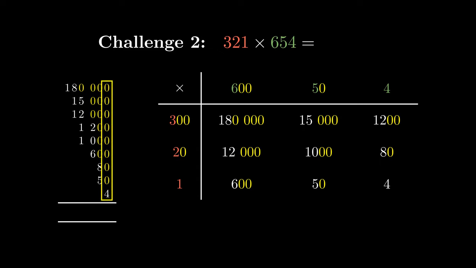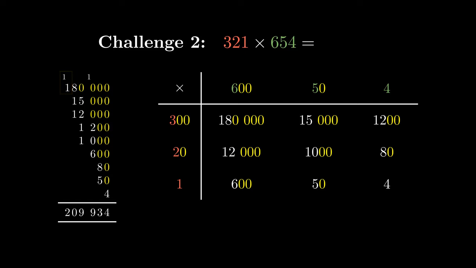Adding the zeros to the 4 gives us 4. Adding 8 and 5 gives us 13, carry 1 over. 1 plus 2 plus 6 gives us 9. 5 plus 2 plus 1 plus 1 gives us 9. 8 plus 1 plus 1 gives us 10, carry the 1 over. And finally, 1 plus 1 gives us 2.